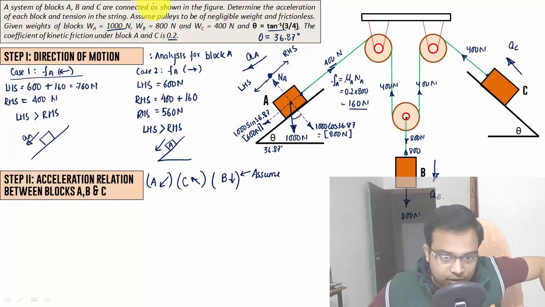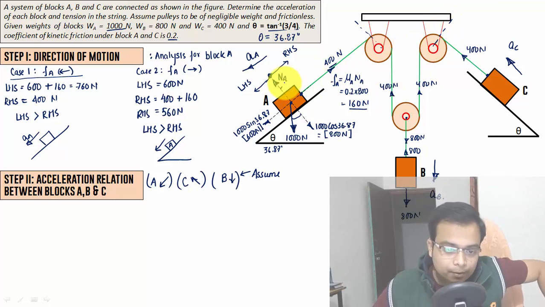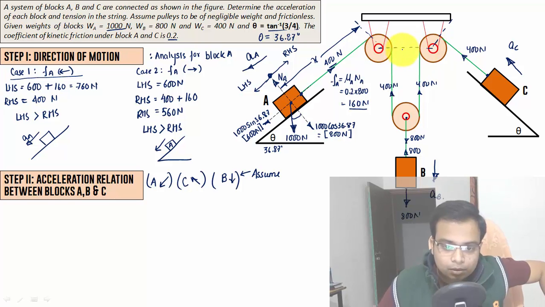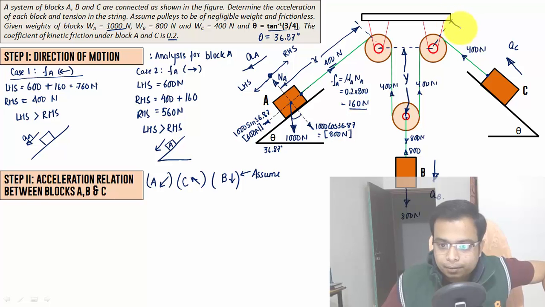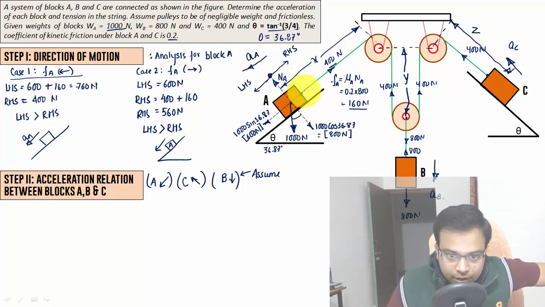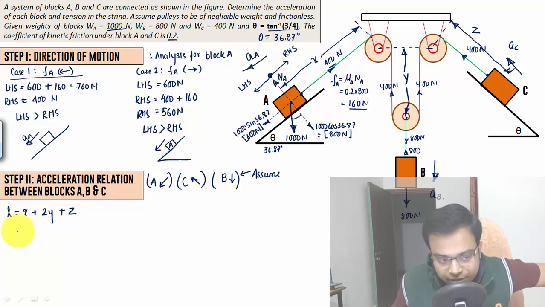Now guys, watch this carefully. Let's say this is X. Let's say this over here is Y, and let's say this is Z. So if we were to calculate the total length of the string, this is going to be equal to X plus Y plus Y plus Z. So essentially the total length of the string L is equal to X plus 2Y plus Z. You just differentiate this. dL over dt with respect to time is equal to dx over dt plus 2 times dy over dt, plus dz over dt.